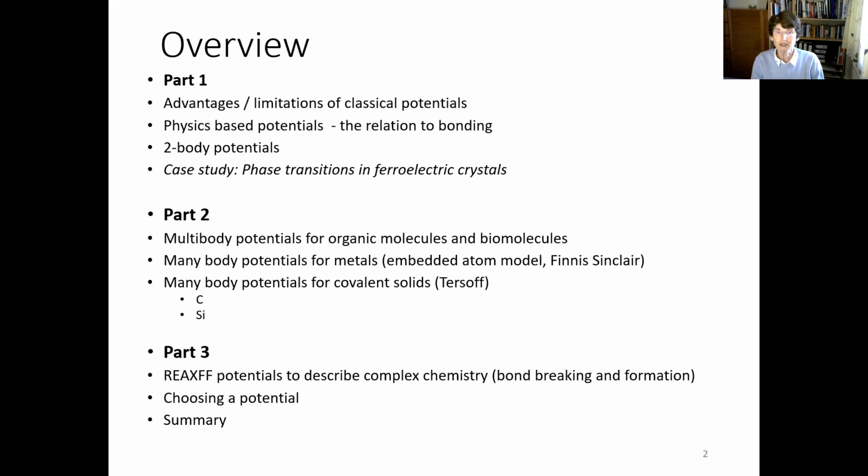These are multi-body potentials, which are good for organic molecules and biomolecules, many-body potentials for metals, and then many-body potentials for covalent solids, which have a different functional form. So all these types of potentials have different functional forms, and the aim is that they encapsulate the type of bonding, the quantum mechanics of the bonding between all the atoms in the crystal.